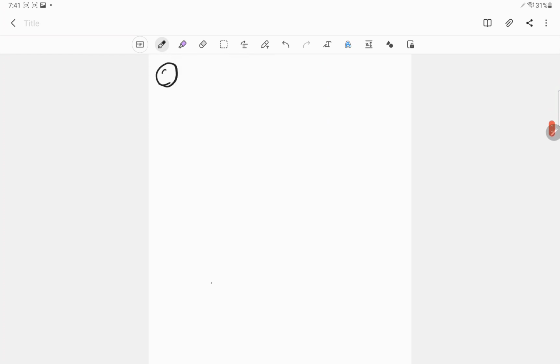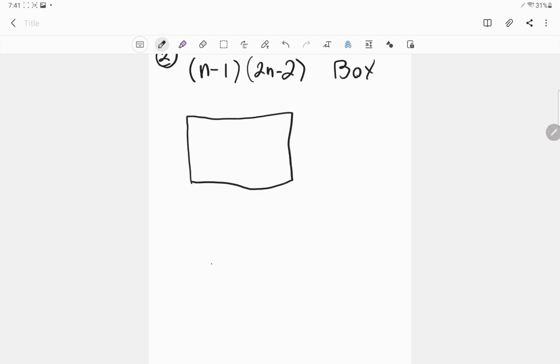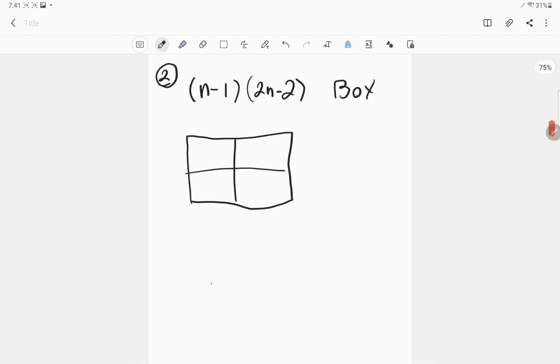We're going to do exactly the same problem. Let's do problem number 2. I put a 2 here, so let's do problem number 2. So I got n minus 1, and I have 2n minus 2. All right, right here, we're going to be doing what is called the box method. You've probably done this in science class. You're drawing like a little box right here. It's going to look just like that.